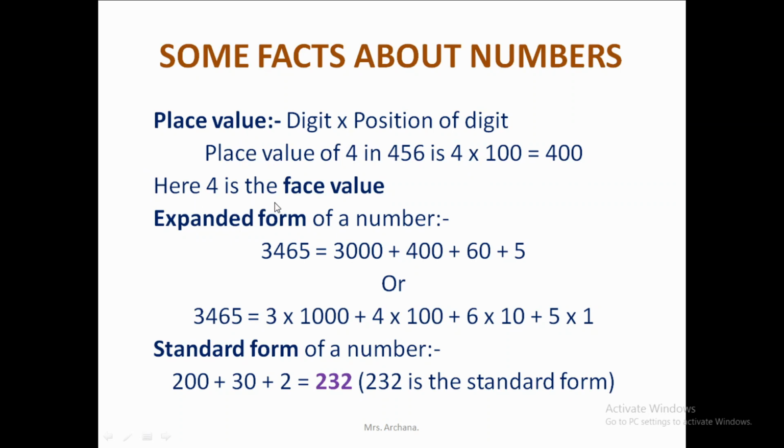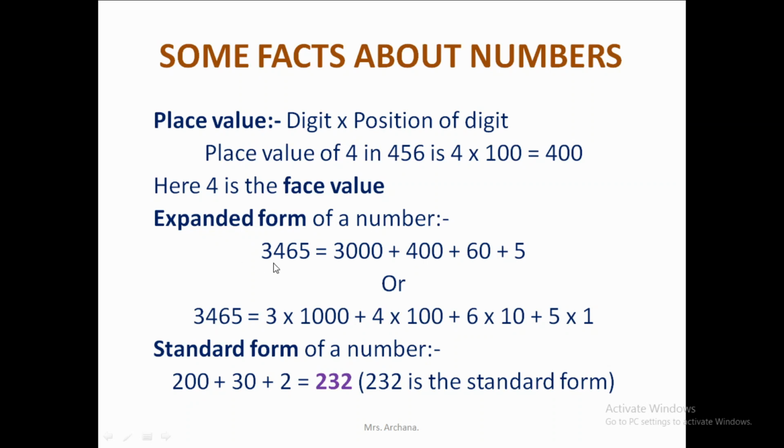Now again we are going to calculate the face value. Face value is 4 only, itself. The number itself is the face value of that number. Next we are going to learn what is the expanded form of a number. See, here we have taken one example, 3465. How will we write the expanded form? What is the place value of 3? That means before doing the expanded form we should learn what is place value. So already we have learned that.